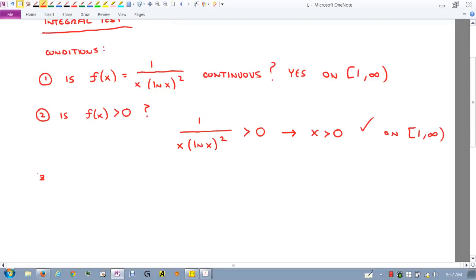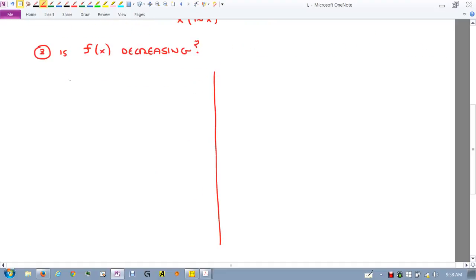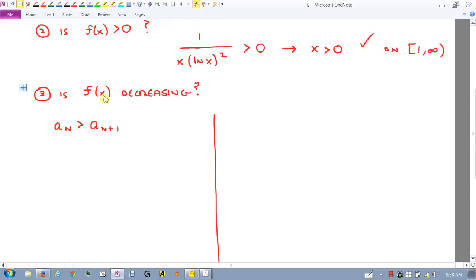Third thing, is f decreasing? Now this is where you could do two different methods, right? I want to show you the first method because I want you to appreciate the other method now. Let's try and figure out if we can get control over this inequality. So we're going to rewrite the original sequence in here with n, and then we're going to replace n with n plus 1.